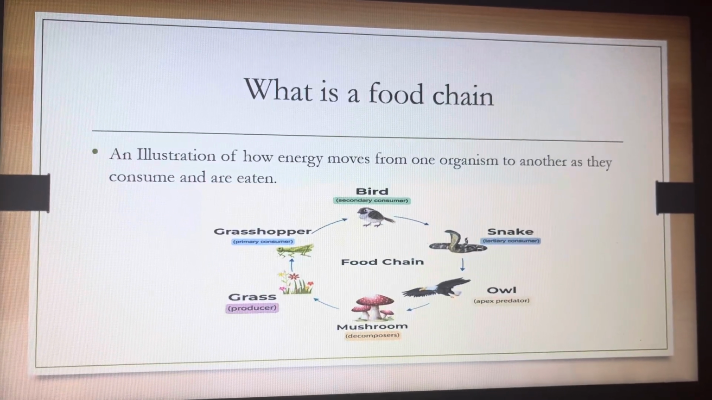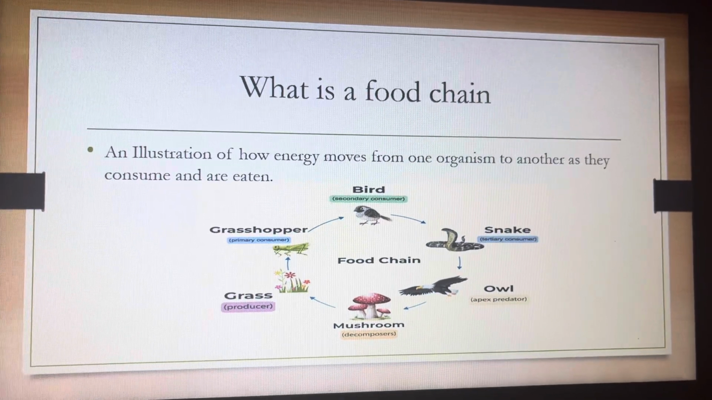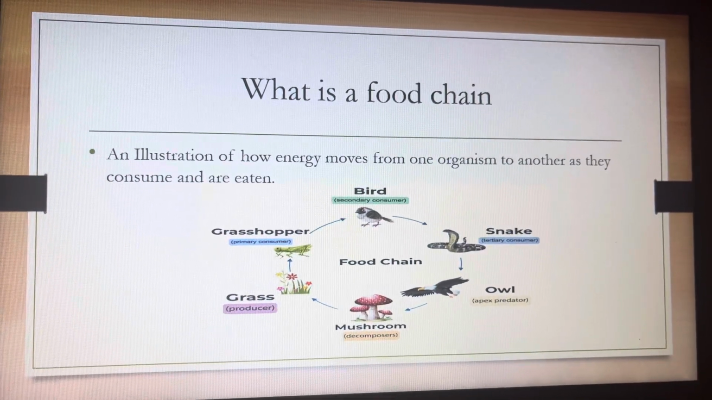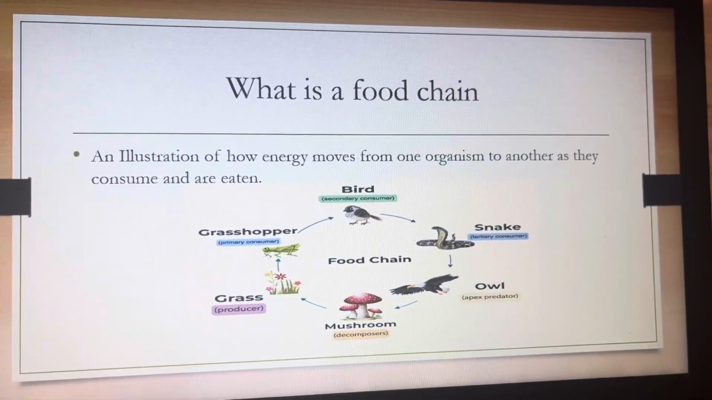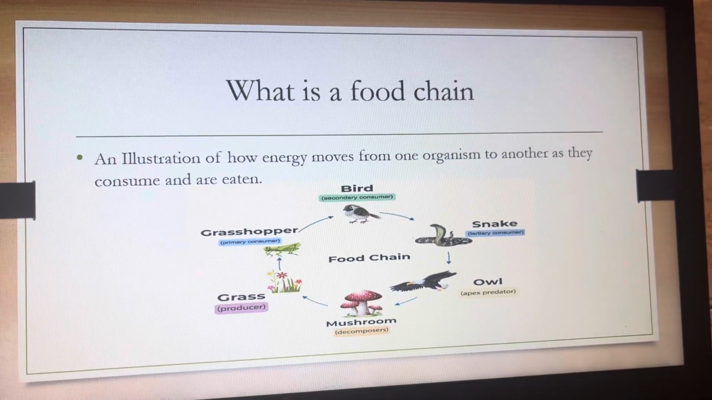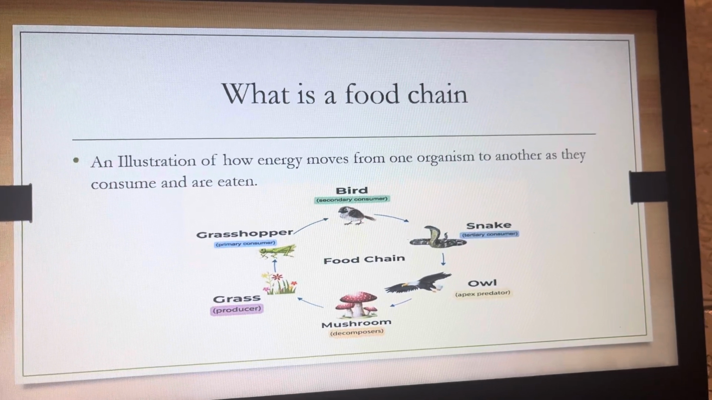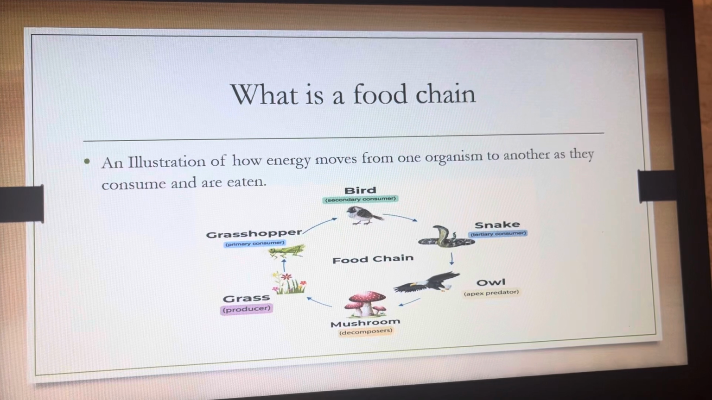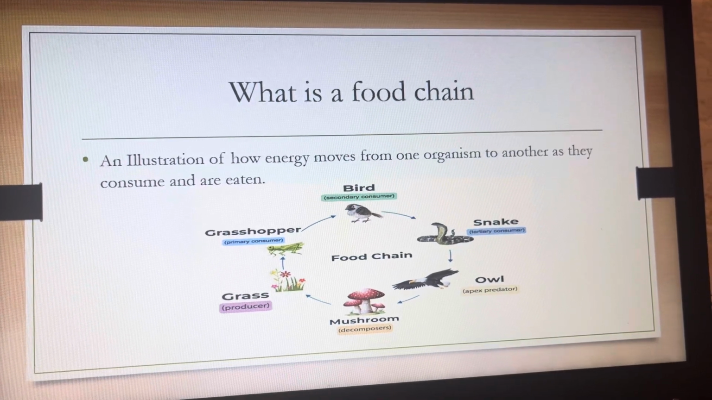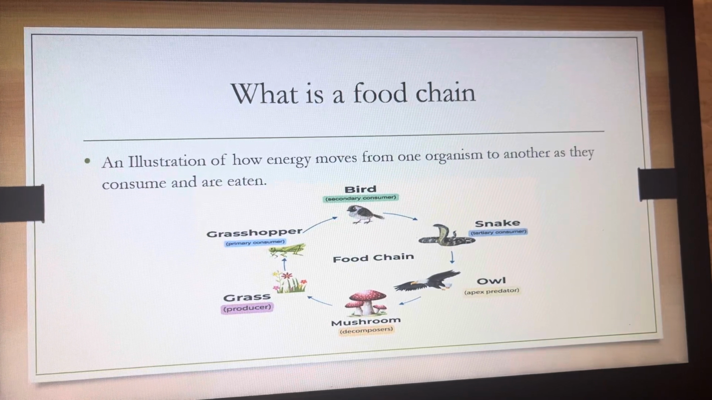The food chain starts with the producer, which is the grass, and goes on to the primary consumer, which is the grasshopper. It then goes to your secondary consumer, which is the bird. Then we have the tertiary consumer, which is your snake. Then the apex predator, which is an owl. And the decomposer, which is a mushroom.